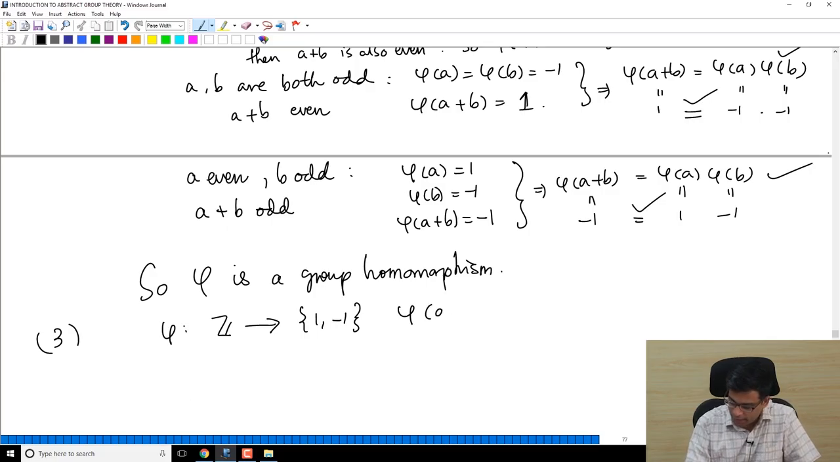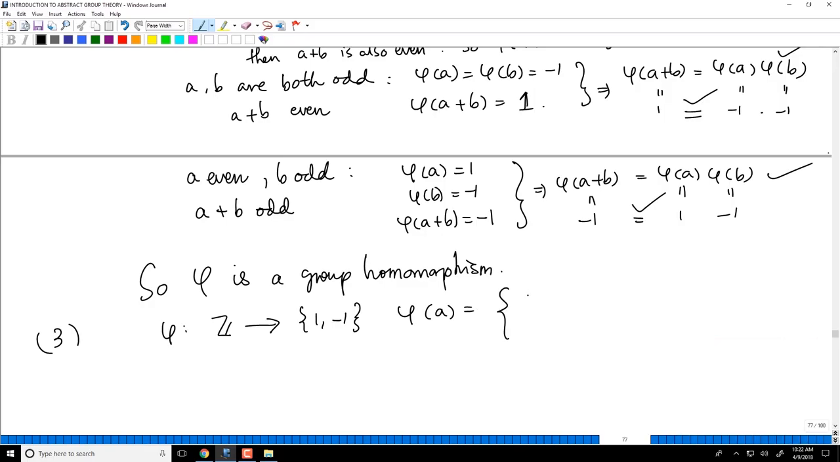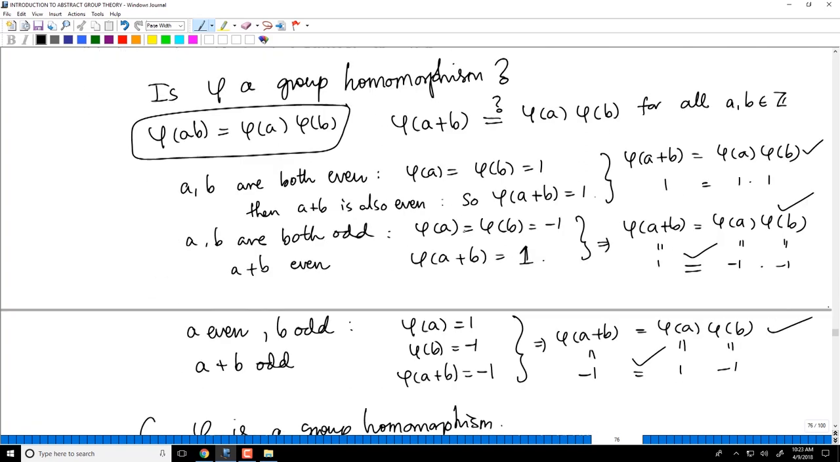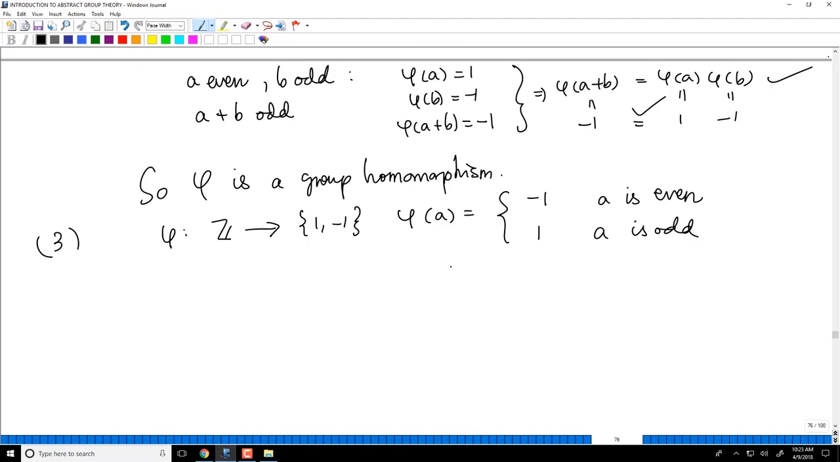But now send A to minus 1 if A is even, 1 if A is odd. Okay, so I have interchanged the previous function. So here I sent even numbers to 1, odd numbers to minus 1. Now I'm sending even numbers to minus 1, odd numbers to 1.